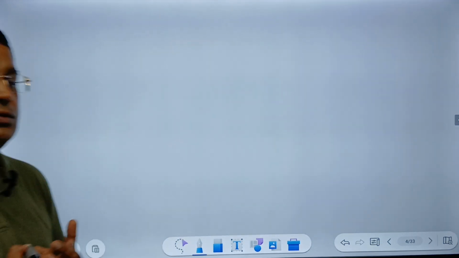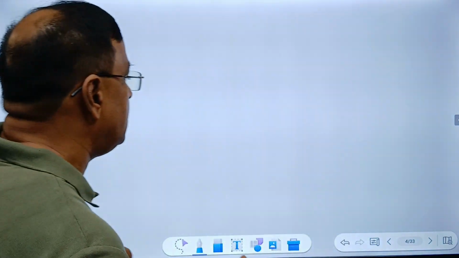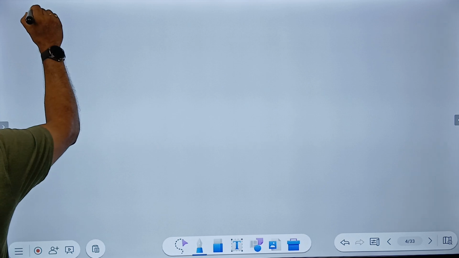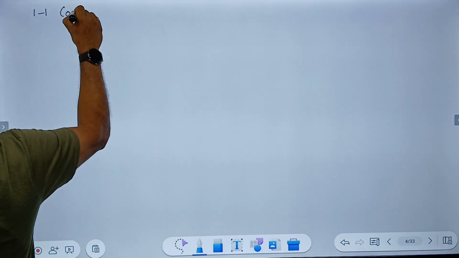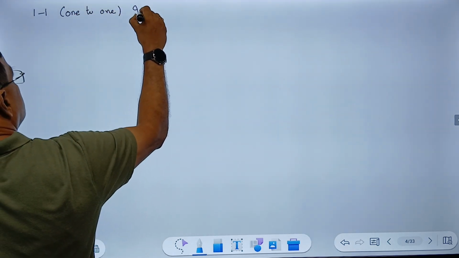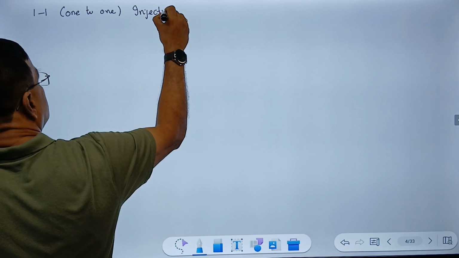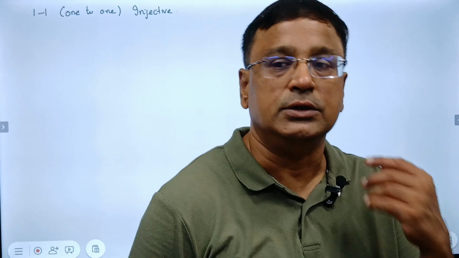So now that you have understood what a function is, the definition of function, and how to look at a graph and say whether the given graph is a function or not, now we are going to talk about different types of function. The first type of function is called the one-to-one function, otherwise called the injective function.